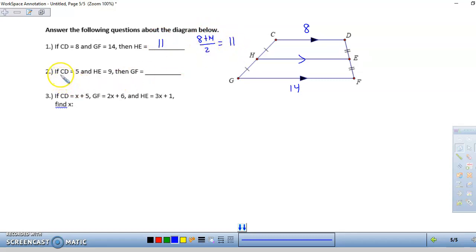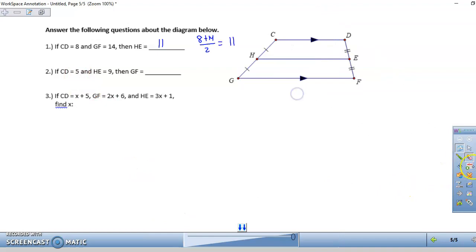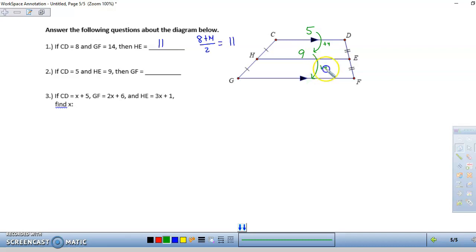Okay, on the next one, if CD is equal to, so let me erase these. If CD is equal to 5 and HE is equal to 9, then what is GF? Now, there's a couple of ways to go about this. One way is you can just say, well, I'm adding 4, so therefore I must just add 4 here as well. But you could also set up an equation like this and work backwards.